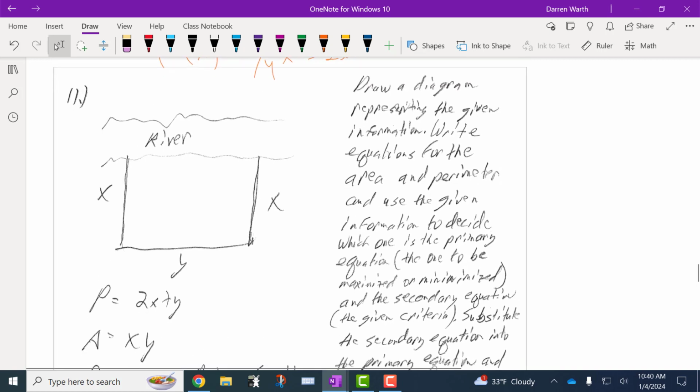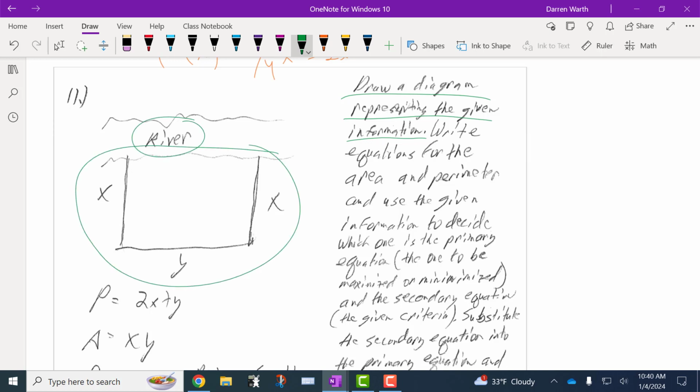So the first thing you want to do when you're dealing with a problem like this is draw a diagram representing the given information. So you're going to notice that he's drawn a rectangular pasture. Here's my river right here. Here's my rectangular pasture right here. And it says that he's going to use the river as one side of his fencing. And so here's the rest of his fencing right here.